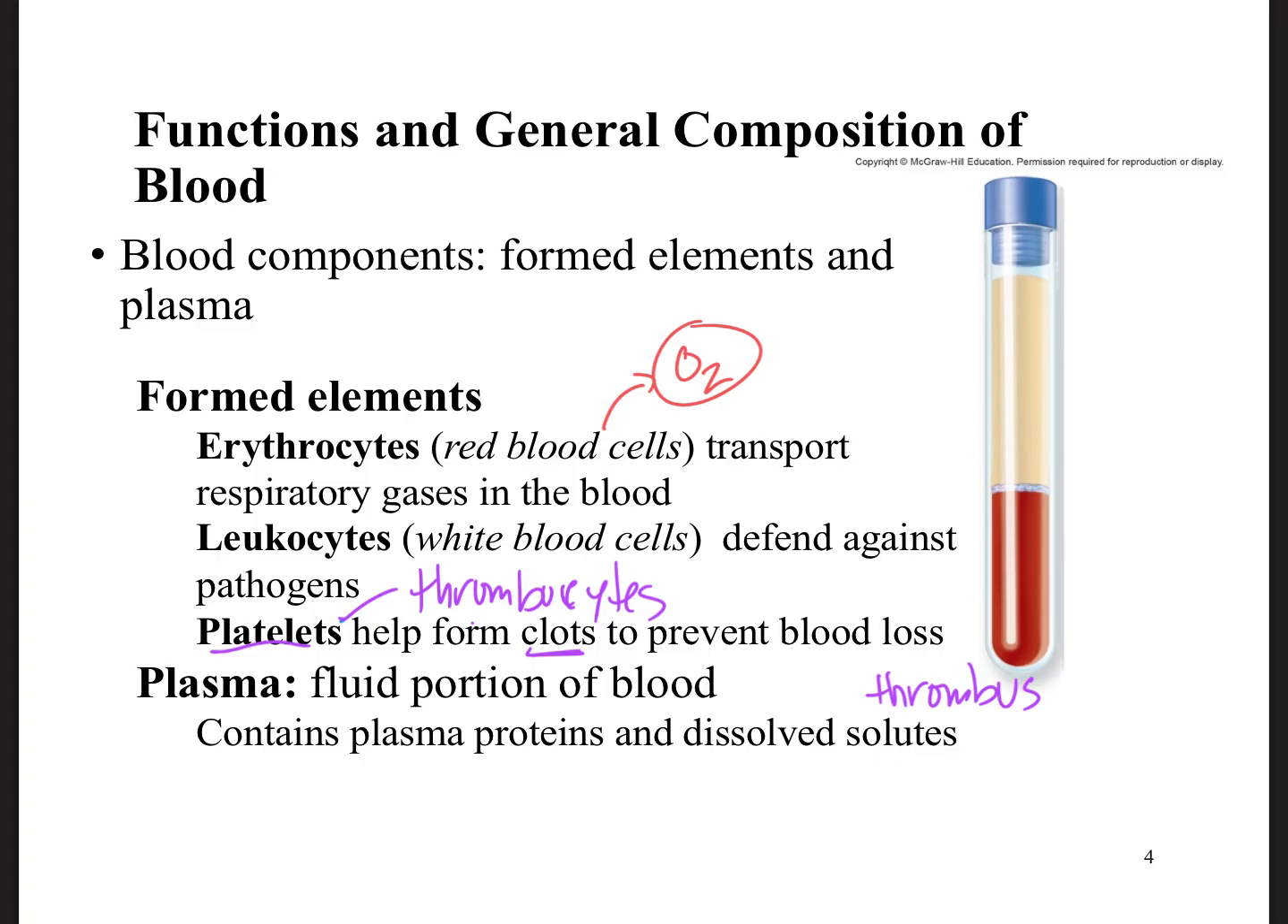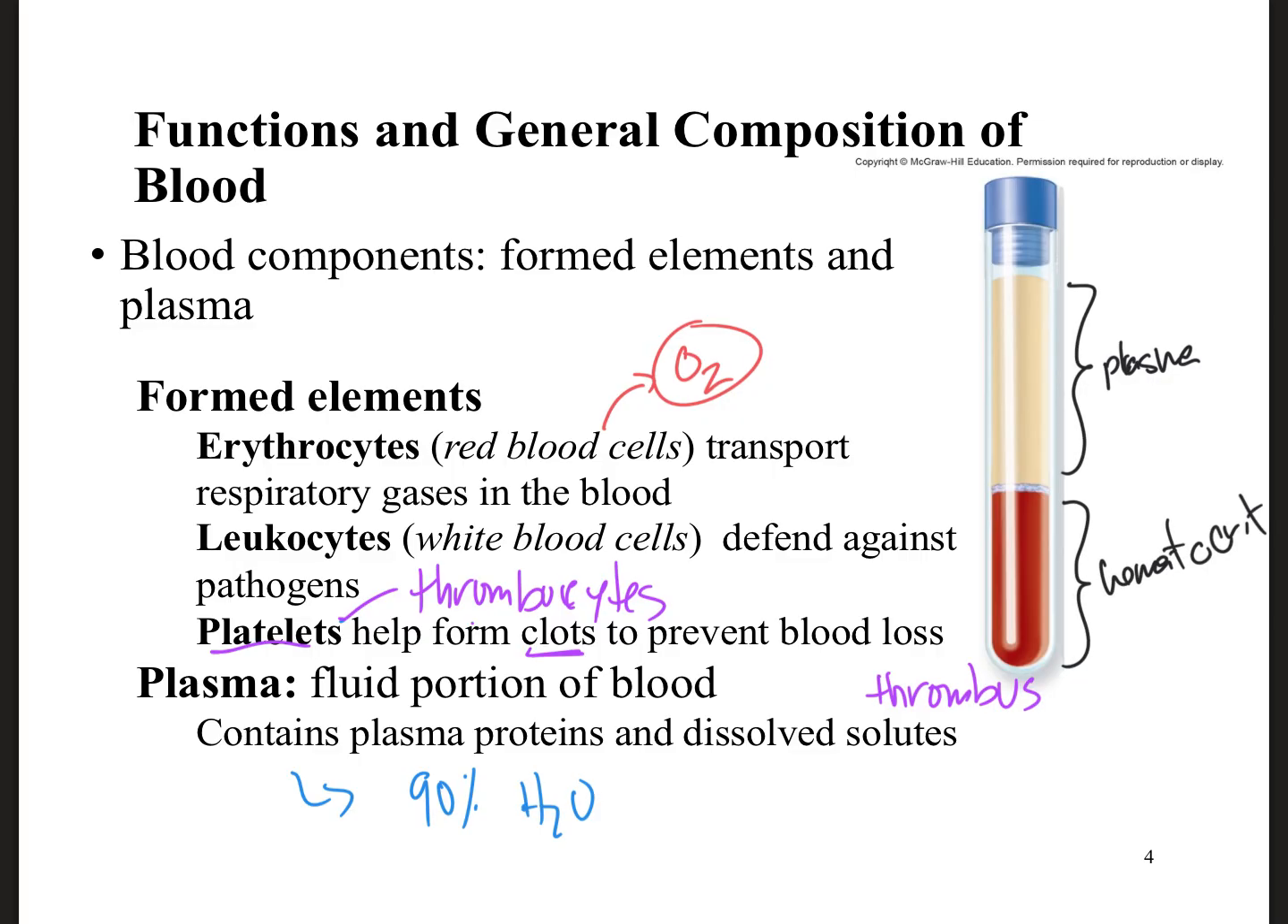which contains plasma proteins and dissolved solutes, and is mostly about 90% water. Okay? So on the right here, this is a centrifuged sample of blood. This, after it's been spun down, is the plasma. And in red is what is called your hematocrit.